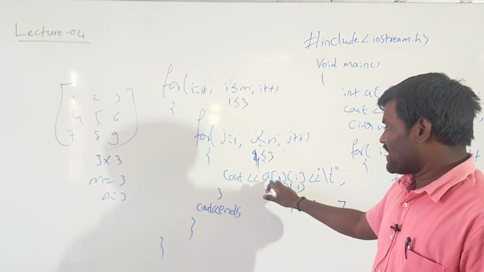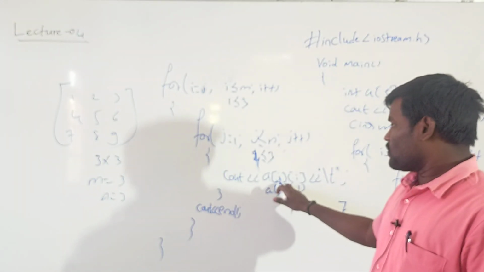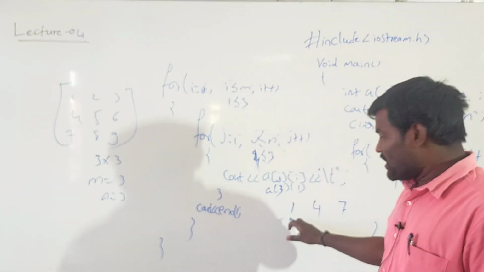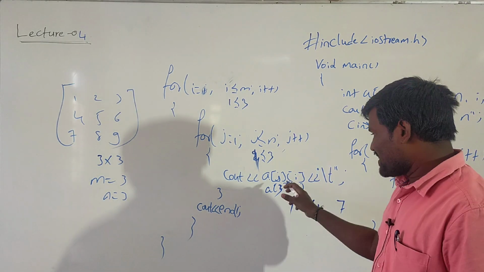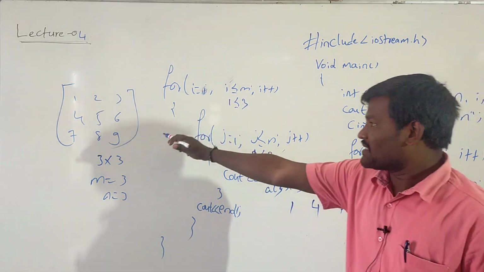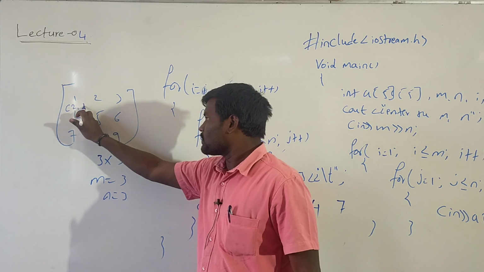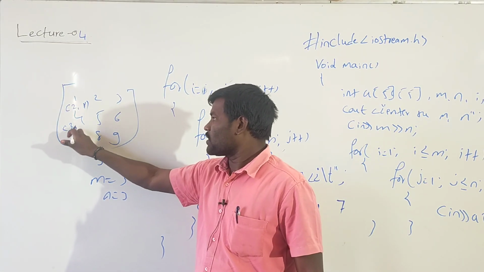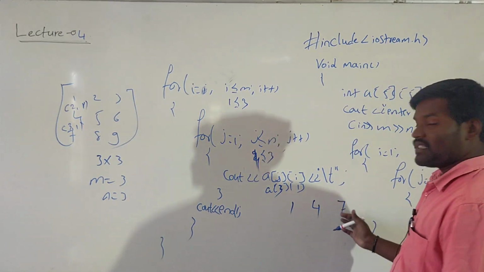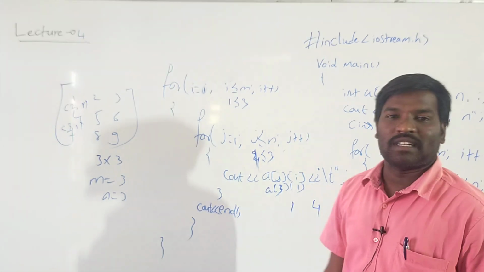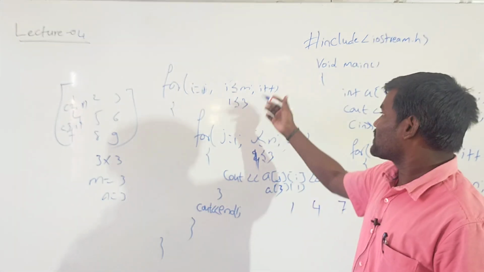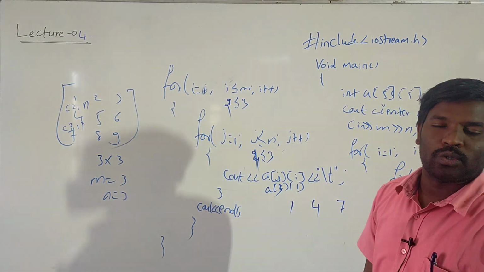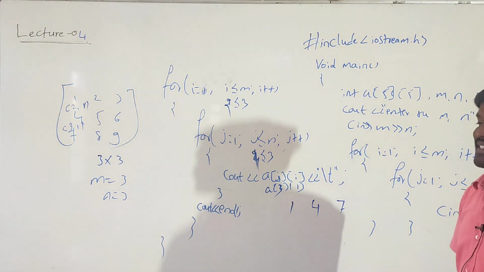Here printing is there. A of 1 comma 1 means 1, and it will leave some space because I have to write backslash t. Next, A of 2 comma 1, and this is 3 comma 1. Okay, 1 4 7. When the j value becomes 4, the condition becomes false. Next, we will come to the next line. Next, i plus plus, i becomes 2. 2 is less than or equal to 3, again the condition is true.